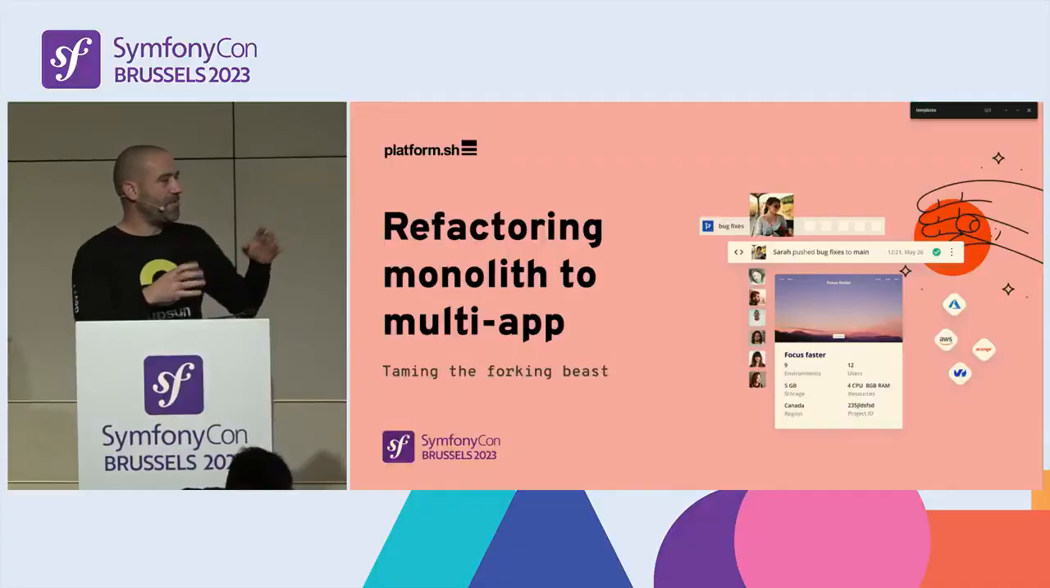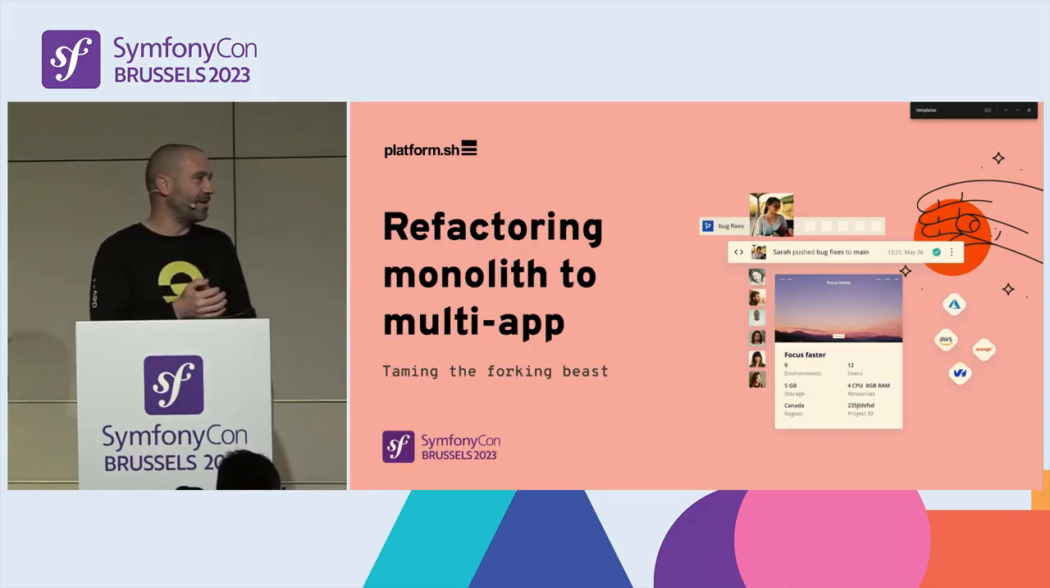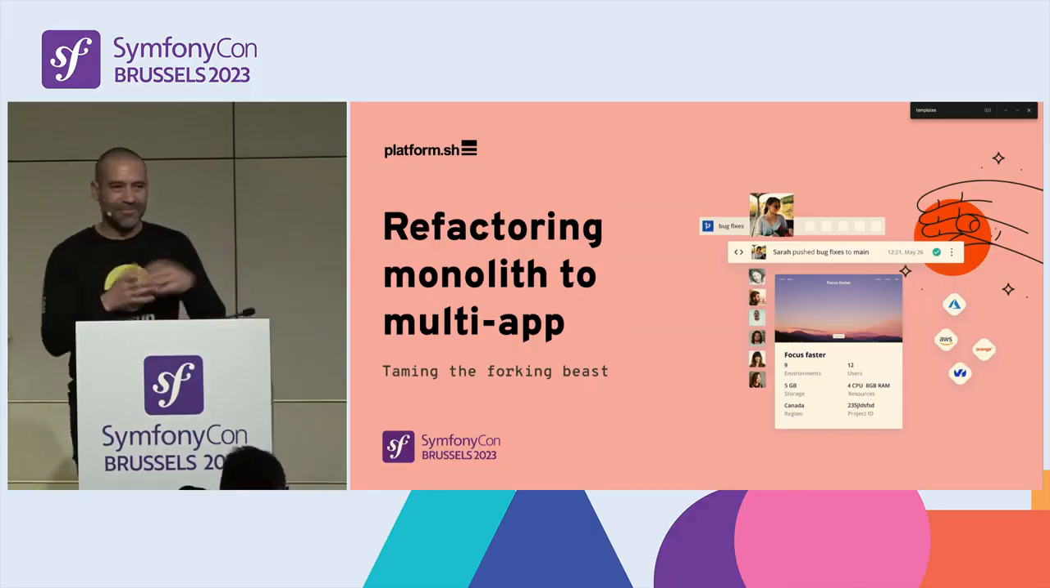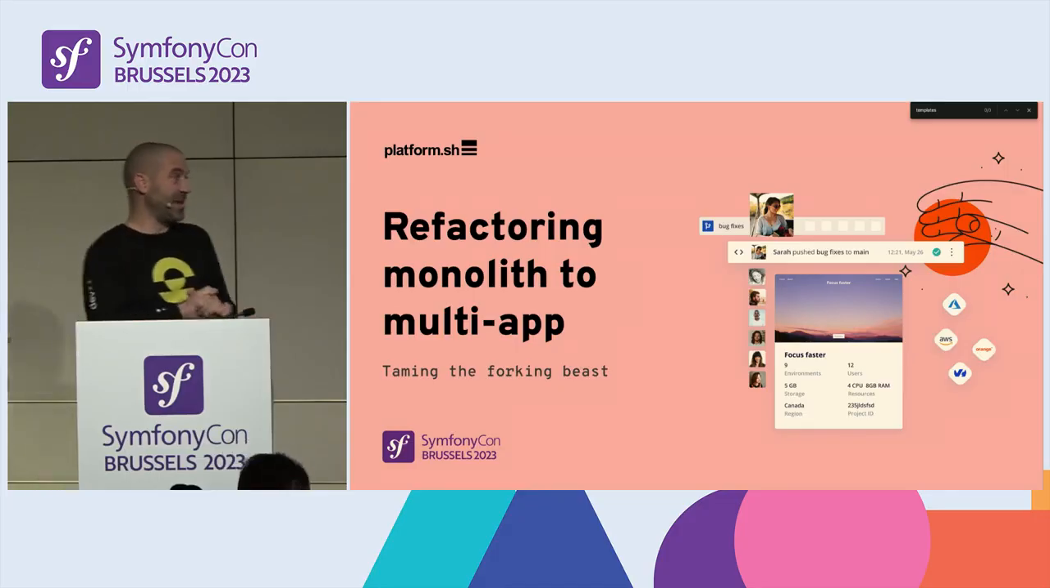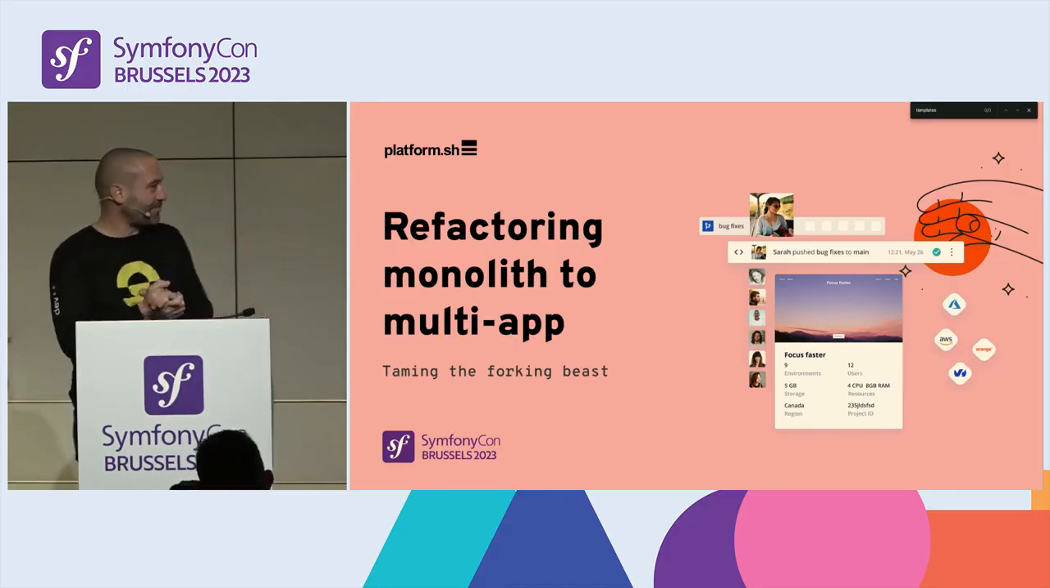My subject is about how to refactor a monolith to a multi-app. I will not explain how to make all of these applications work together, but the way you will be able to host multiple applications with Upsun, because now you know it. We just launched Upsun, based on Platform.sh.